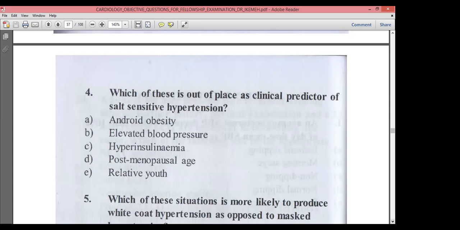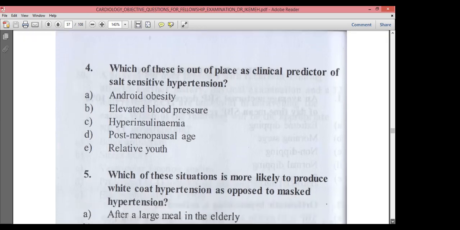All of them will affect salt-sensitive hypertension, apart from youth. There's no association between youth and salt-sensitive hypertension. So option E is the correct answer.